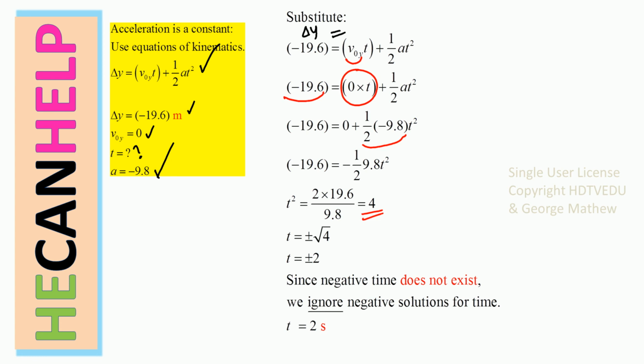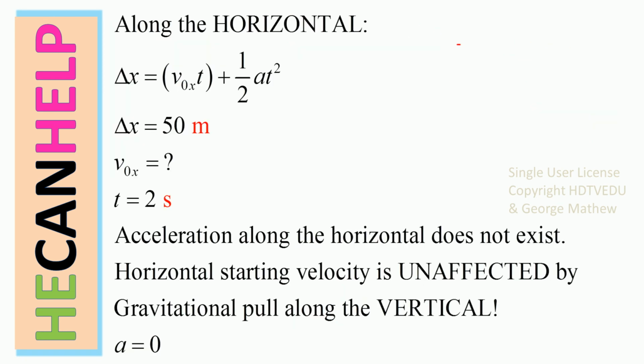So does that mean that we have 2 times? No. We assume that the negative time does not exist. So we ignore negative solutions for time. So what is the time? It is positive 2 seconds. So we have positive 2 seconds for the time. As it falls from P to R, what is the time it takes to go from P to R? It is 2 seconds. And in that 2 seconds, what does it do along the horizontal? Along the horizontal, it moves 50 meters.